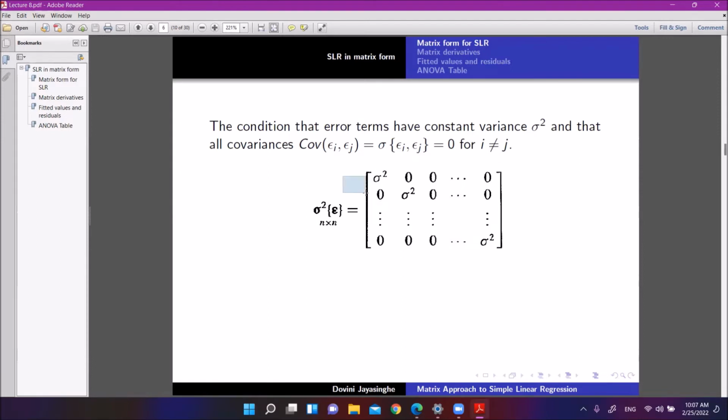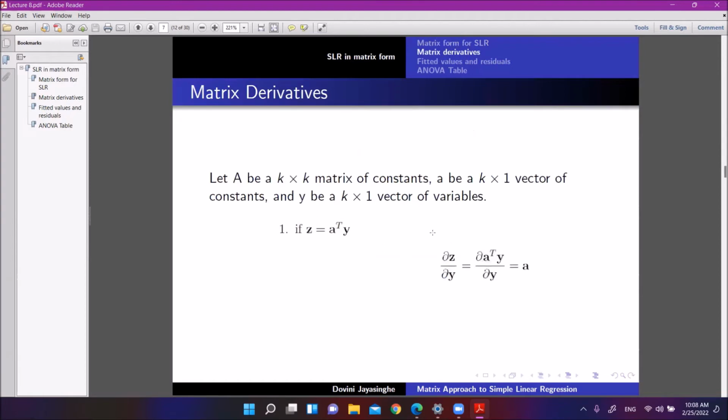So these are the constant variance between these errors. So epsilon 1 variance is sigma squared. Epsilon 2 variance is sigma squared. It is constant throughout the process. No covariance. So we can write this like sigma squared I. I is the identity matrix, which has ones in the diagonal, right?